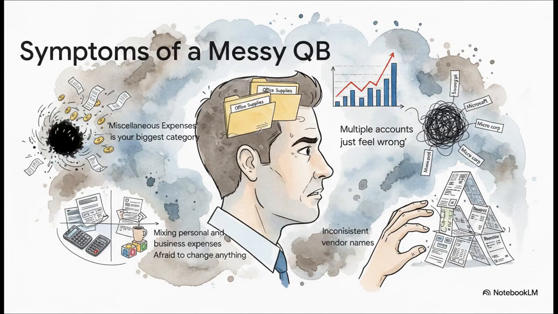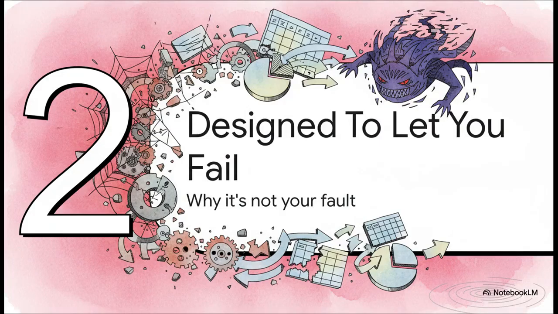And here they are, the telltale signs. If your miscellaneous expenses category is basically a black hole that contains a huge chunk of your spending, well, that's a red flag. Or maybe you've got like 3 different accounts for office supplies because you couldn't remember what you called it last time. Your reports just feel off. Your vendor list is a total mess of duplicates. And worst of all, you're now scared to touch anything for fear of making the whole fragile system just collapse. Sound familiar?